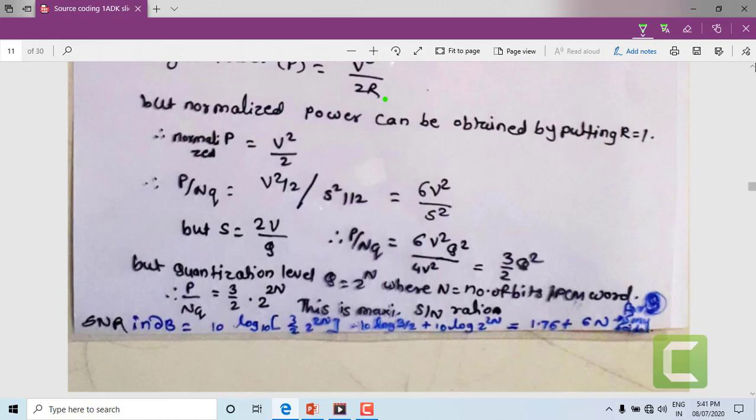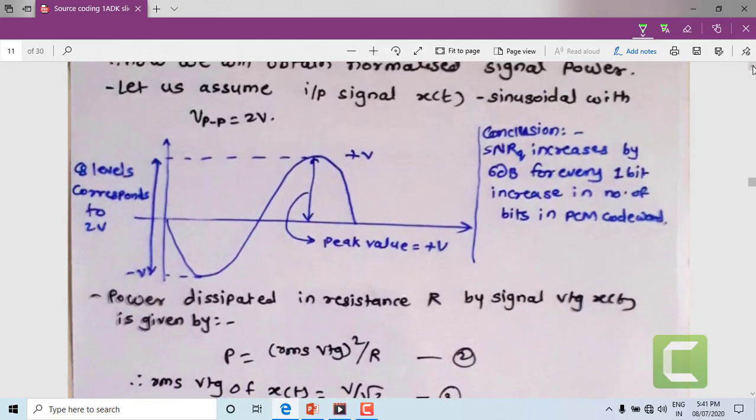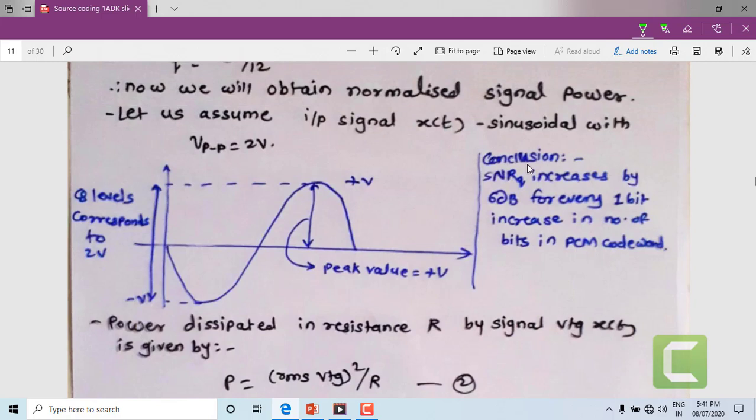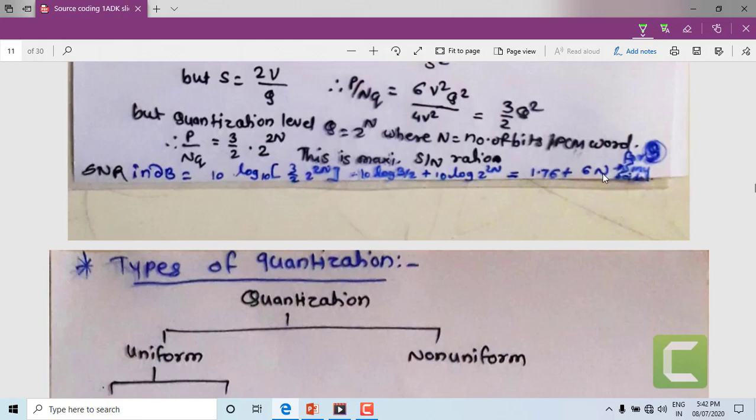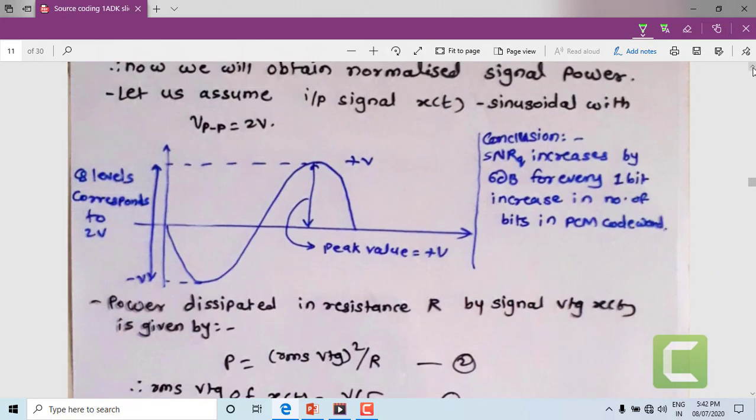So from this equation we can state one conclusion, and that conclusion talks about the relationship of how the SNR value changes with respect to the bit increment in the PCM code word representation. Corresponding to a single n value change, an extra 6 dB will be included in the SNR. The final conclusion statement is that the SNR for PCM will increase by 6 dB for every 1 bit increase in the number of bits in the PCM code word.